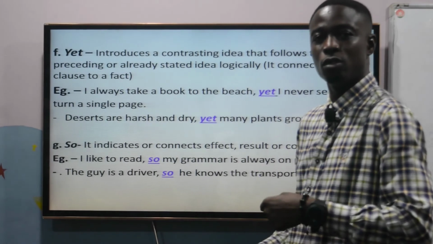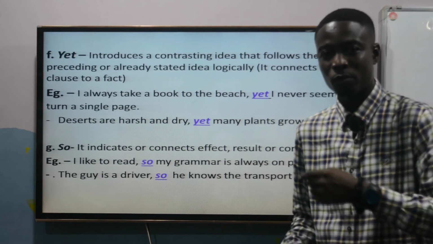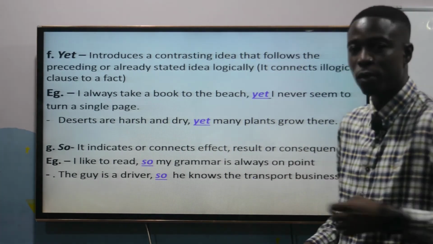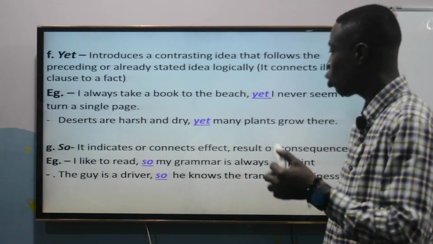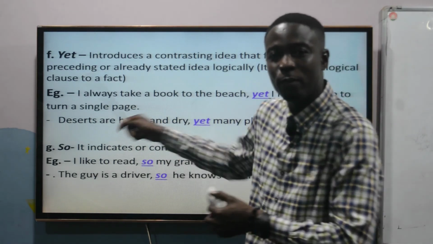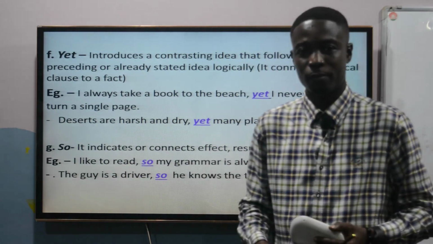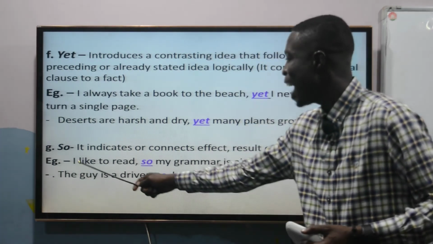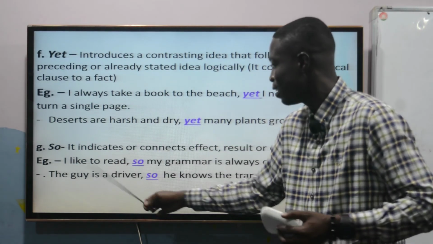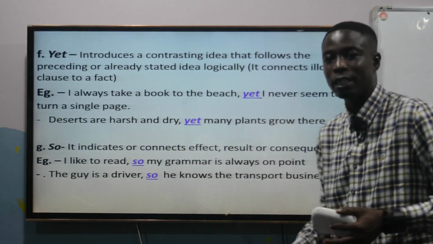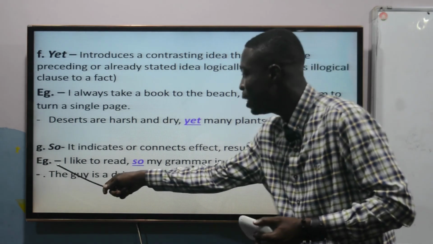Now, "so" connects an effect of something, or the result of something, or the consequence of something. In this case, the second clause explains the result or the effect of doing the first clause. So in this example: I like to read. And what is the result of you liking to read, or the effect? So my grammar is always on point. My grammar always being on point is as a result of me liking to read.